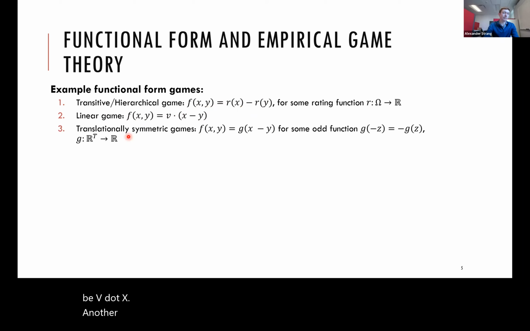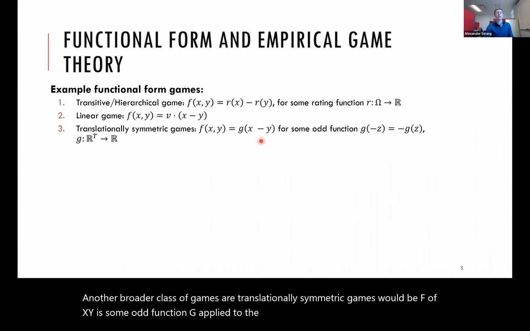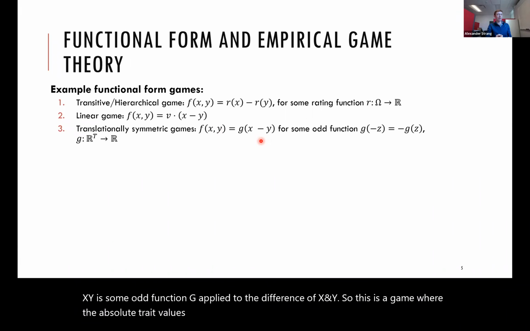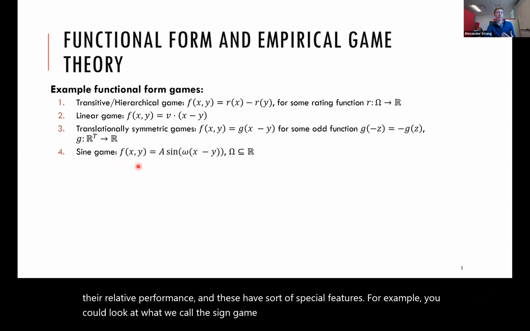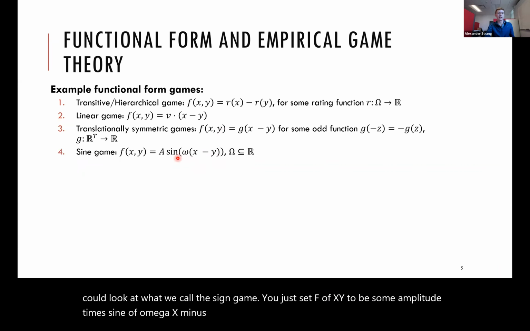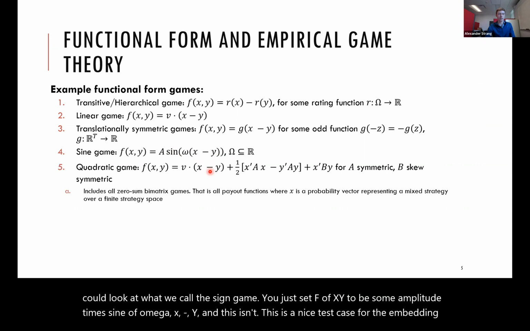Another broader class of games are translationally symmetric games. This would be f of x, y is some odd function g applied to the difference of x and y. So this is a game where the absolute trait values of the agents don't matter, but the difference determines their relative performance. And these have special features. For example, you could look at what we'll call the sine game. We just set f of x, y to be some amplitude times sine of omega times (x minus y). And this is a nice test case for the embedding that will come later.